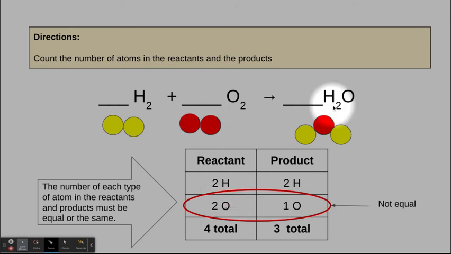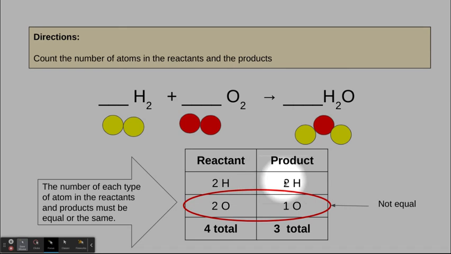Then we do the same thing for the products. We see that there's 2 hydrogens from the subscript of H2O, as well as the 2 yellow circles representing H atoms. When there's no subscript on the O, that means there's 1 oxygen, which is shown by the red atom. And we learned that to write a balanced chemical equation, the number of each type of atom in the reactants and products must be the same or equal.